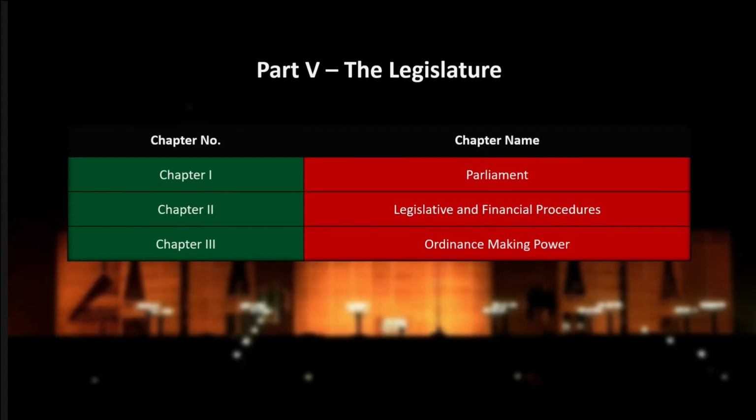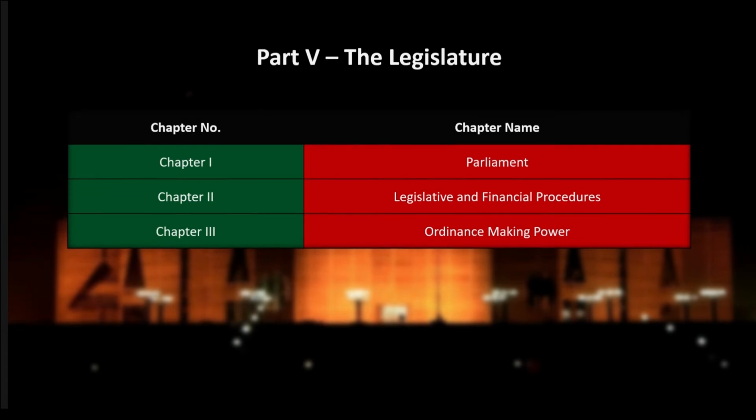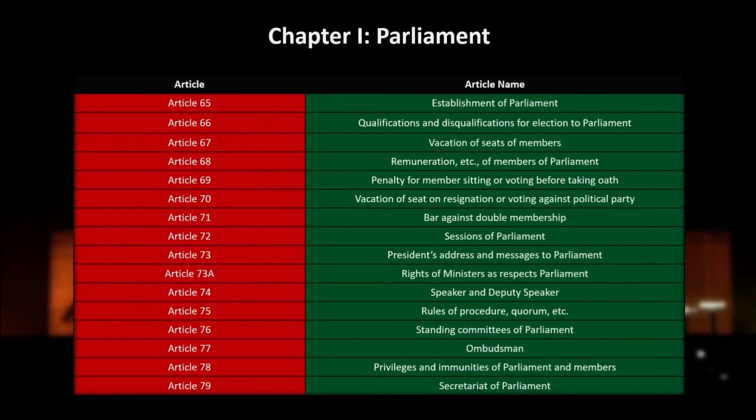Now, we will talk about Part 5, which is the Legislature. Chapter 1, Parliament. According to Chapter 1, there will be a Parliament consisting of 300 elected members for Bangladesh, known as the House of the Nation, which will be vested with the legislative powers of the Republic.